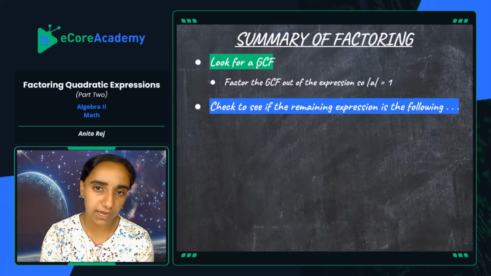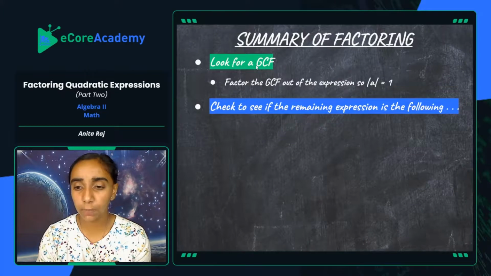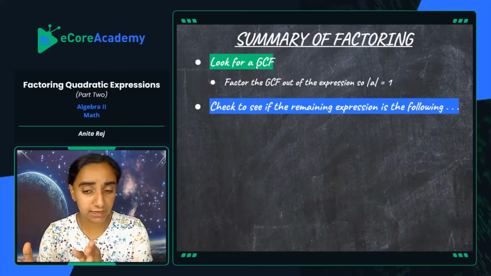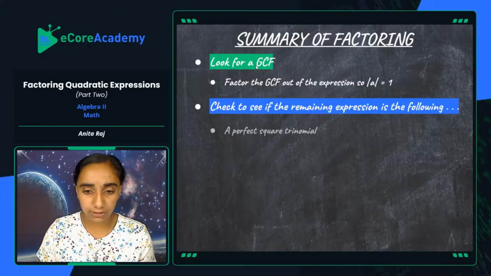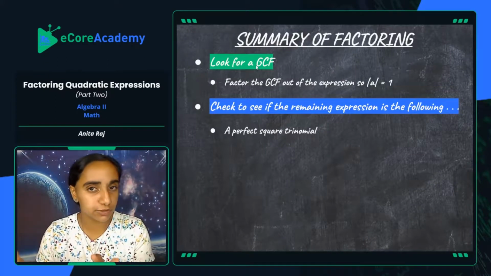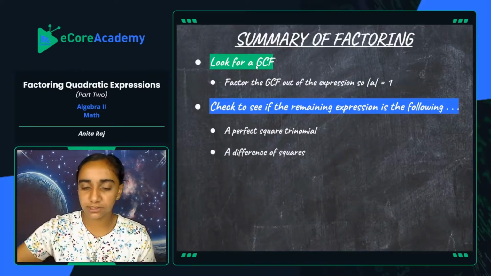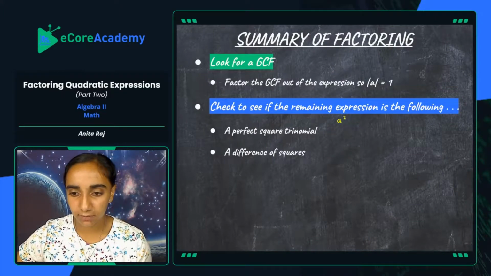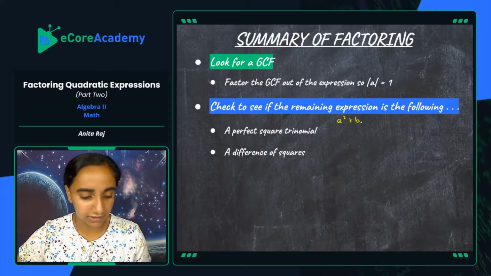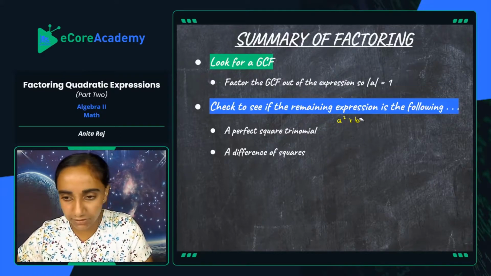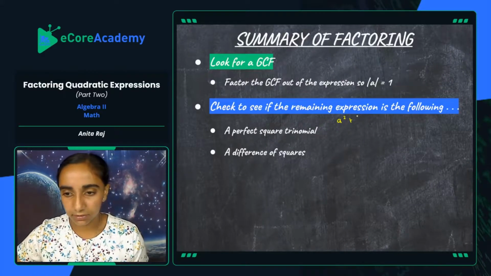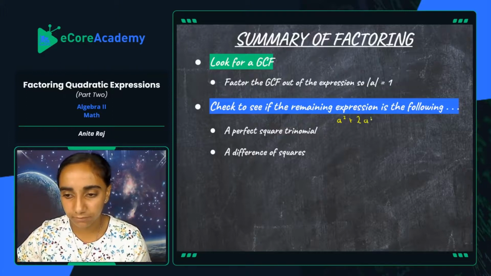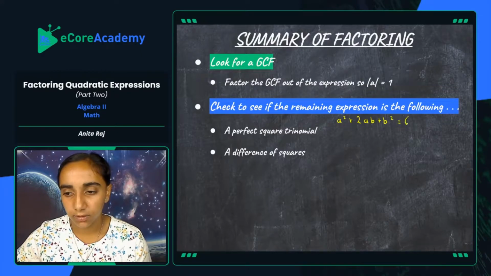Your absolute value of A equal to 1, and you're good to go. Then you want to see if whatever remains after that is either a perfect square trinomial or a difference of squares. So remember, a perfect square trinomial is a squared plus 2ab plus b squared, which is equal to the quantity a plus b squared.